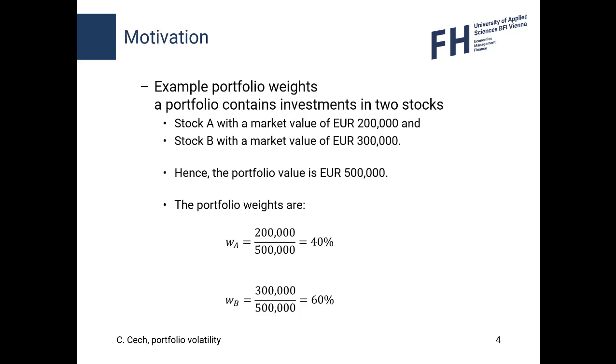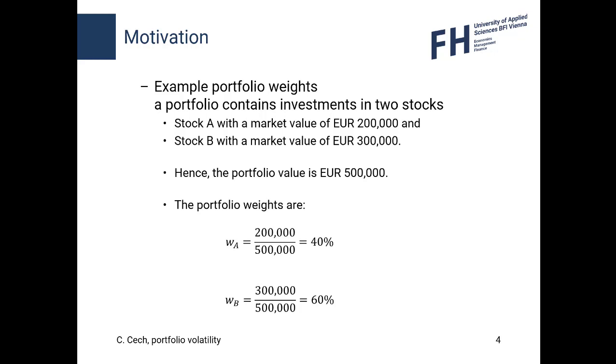This is a short example on portfolio weights. Consider a financial portfolio that is invested into two stocks, in stock A and stock B. These two stocks are the portfolio constituents, and the market value of these investments are 200,000 and 300,000 euro respectively, so the portfolio value is 500,000.